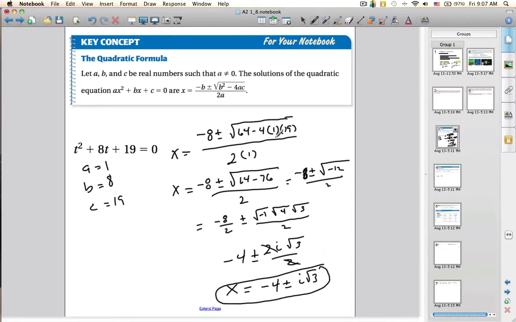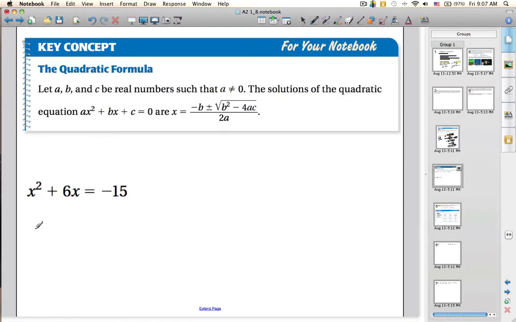Predictably, when the radicand became a negative number, which we'll talk about more later, I ended up with imaginary solutions, because as soon as I start taking the square root of a negative number, my solutions are imaginary numbers.